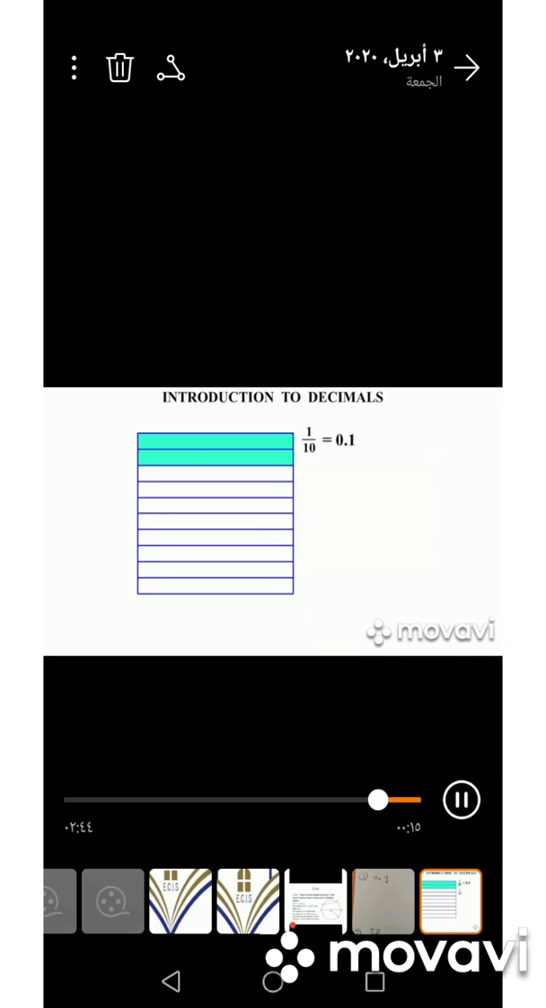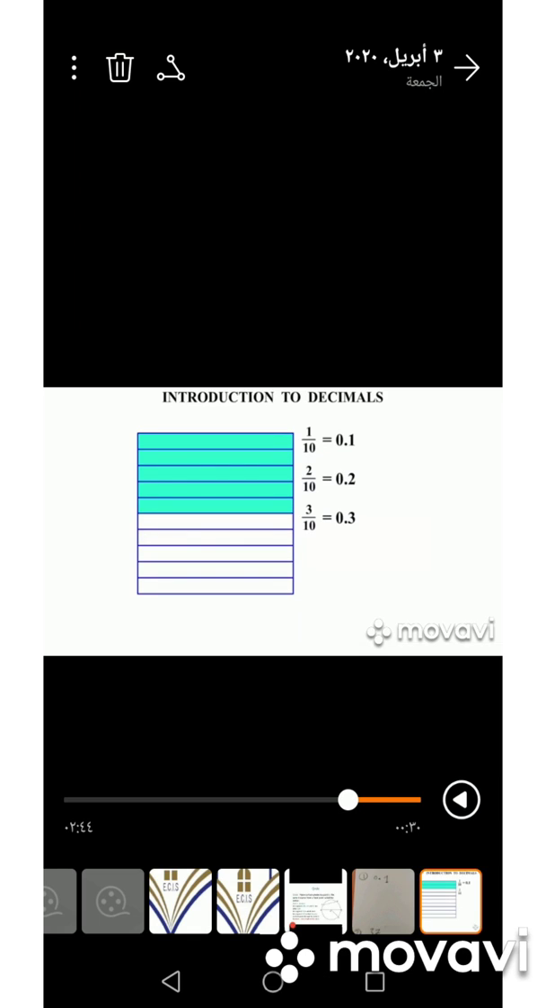If we shaded two parts out of 10 parts, then our fraction now equals 2/10. We want to write it as a decimal. It equals 0.2. If we shaded three parts out of 10 parts, then our fraction will be 3/10. And the fraction 3/10 equals what as a decimal? Yes, 0.3.